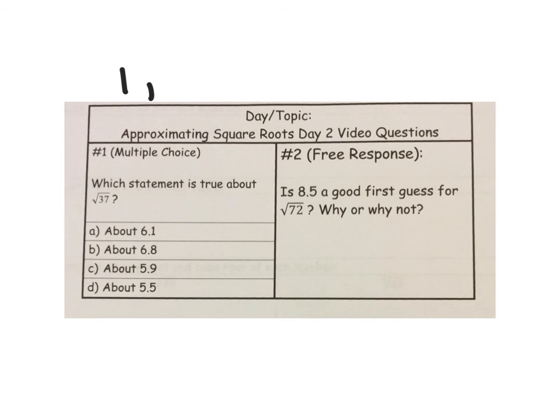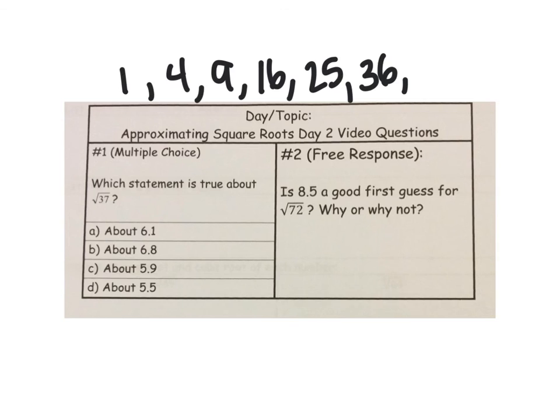1 squared is 1, 2 squared is 4, 3 times 3 is 9, 4 times 4 is 16, 5 times 5 is 25, 6 times 6 is 36, 7 times 7 is 49. 8 times 8 is 64, 9 times 9 is 81. That should get you what you need to be able to figure out about where these numbers fall, which two numbers they fall between, and then estimate from there.